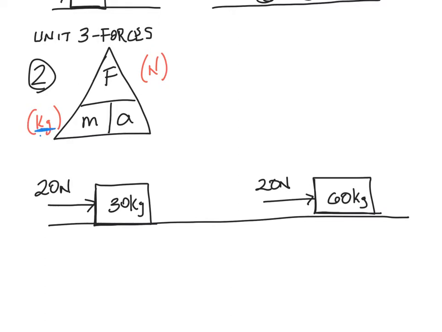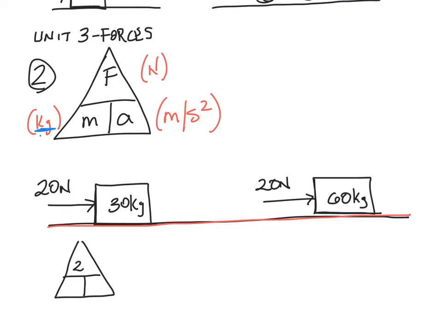This mass here is in kilograms. So if you're dealing with something in grams, you got to convert it to kilograms before you plug it into this equation. And your acceleration is meters per second squared. Okay, so if we are dealing with a frictionless surface and we apply 20 newtons of force to a box on that surface, your acceleration experienced by that box is going to equal 0.66 meters per second squared.